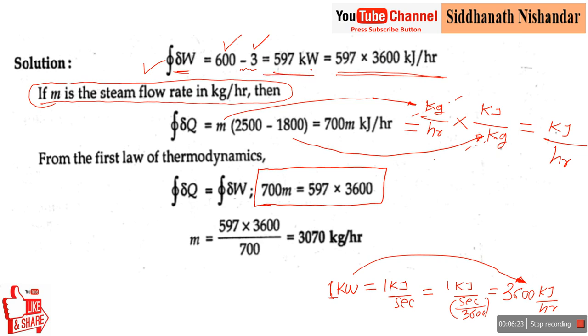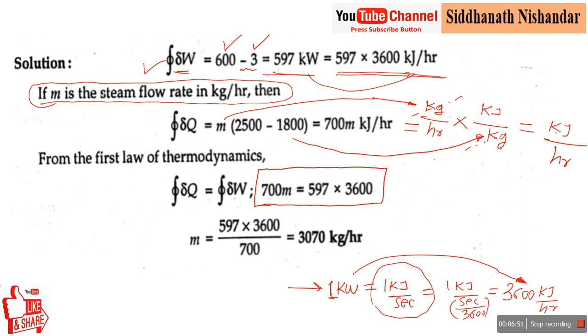I just converted that into kilojoule per hour. In the previous slide I showed one conversion, kilowatt into kilojoule per hour. How? Simply multiply by 3600. So that kilowatt is converted into kilojoule per hour. It's a very simple conversion. If you see here, I am showing that 1 kilowatt is equal to 1 kilojoule per second.